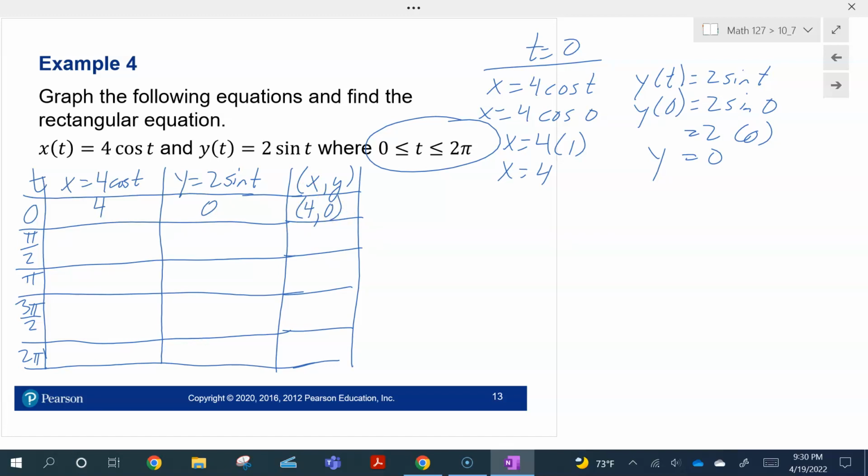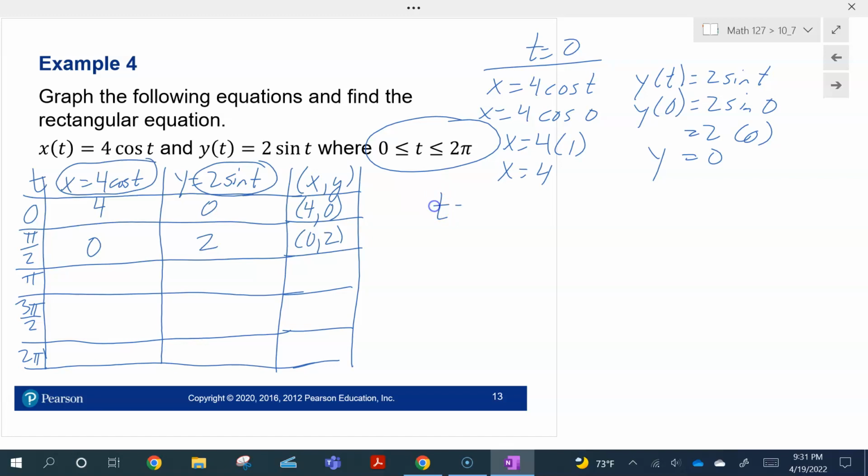Let's do that for pi halves. Well, I'm plugging it in right here. So 4 times cosine of pi halves. We know cosine of pi halves is 0. 0 times that 4 in front is 0. And then let's plug it in now to 2 sine of pi halves. We know that the sine of pi halves is 1. So we got 2 times 1 is 2. So we have the ordered pair 0, 2. And we'll continue on.